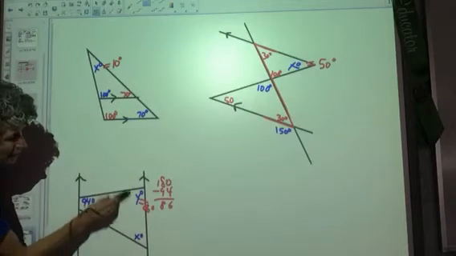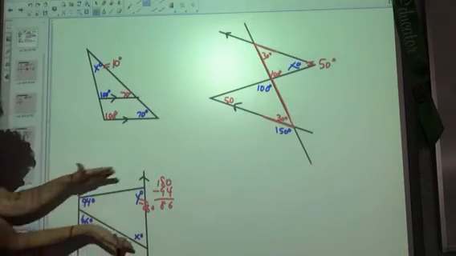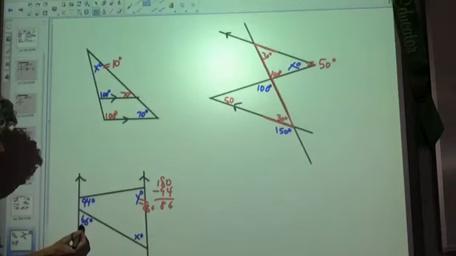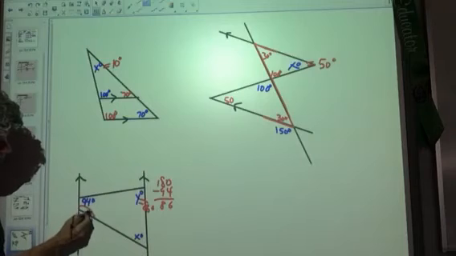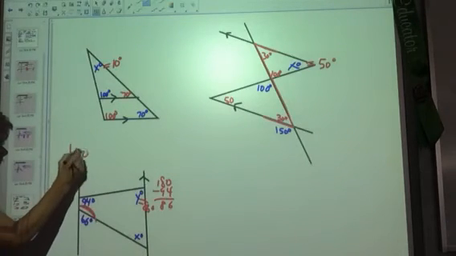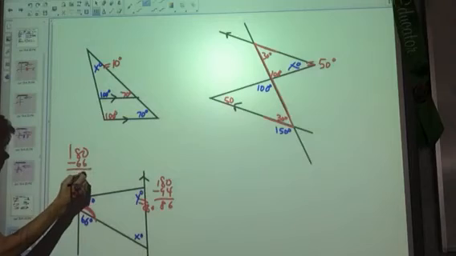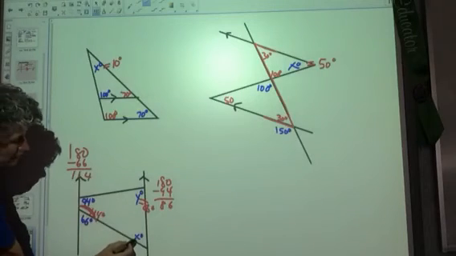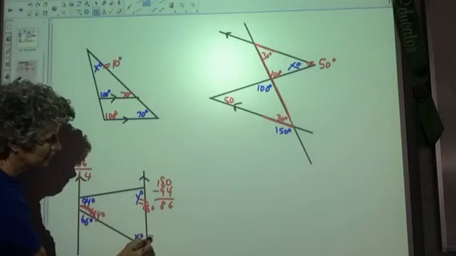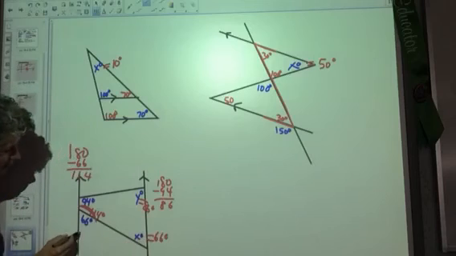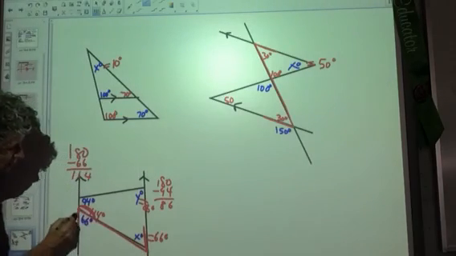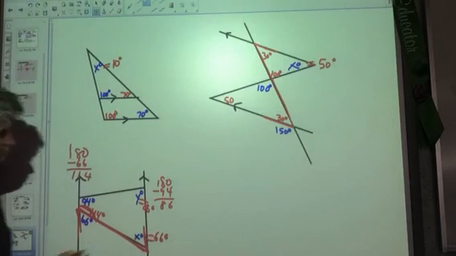Now these two are not same side interior because these lines are not parallel. So we'd have to go from another direction. So this one's 66, but it's supplementary to this one because they form a linear pair, they form a straight line. So let's see. So this one's 114, and then you could find the supplement to that, which would be 66. And you probably also notice we could do a Z, alternate interior, and those would be 66.